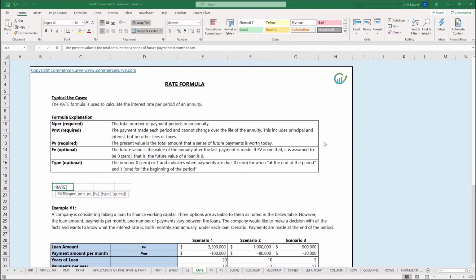In this lesson, we're going to review the rate formula. The rate formula is used to calculate the interest rate per period of an annuity. Let's take a look at the formula explanation before we jump into an example. So the formula is comprised of 5 components here.